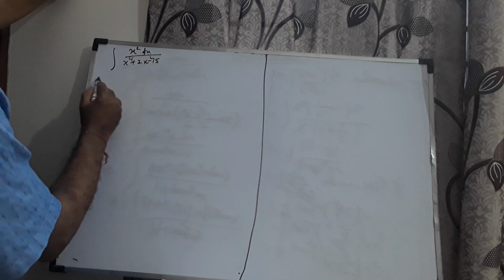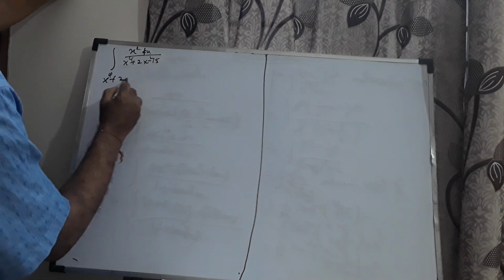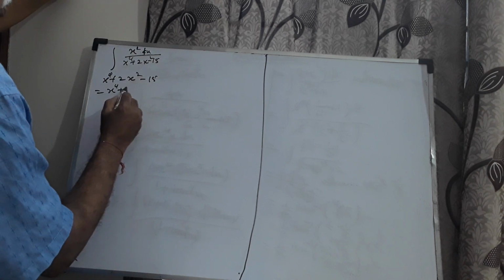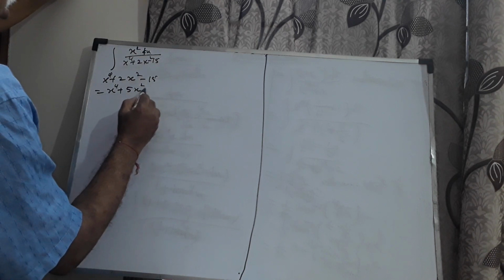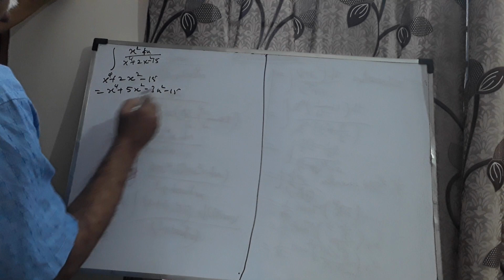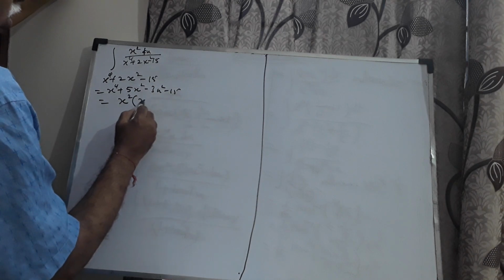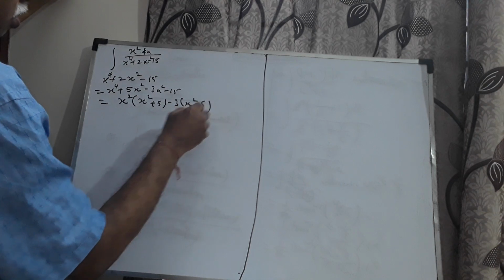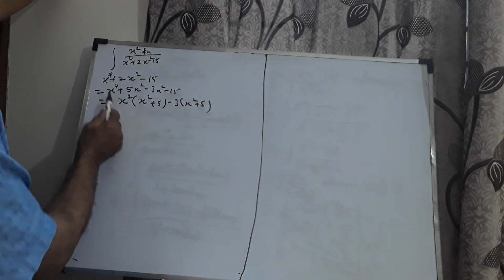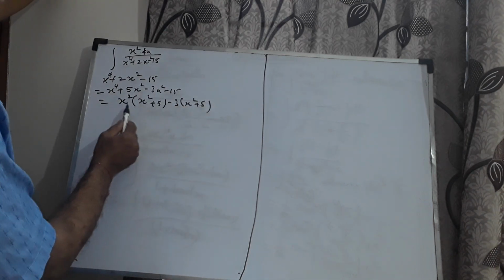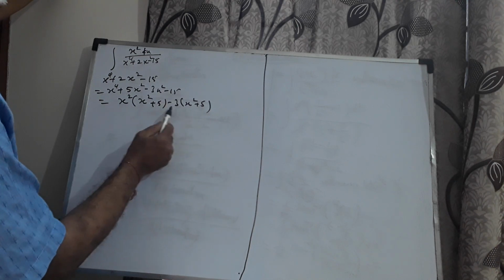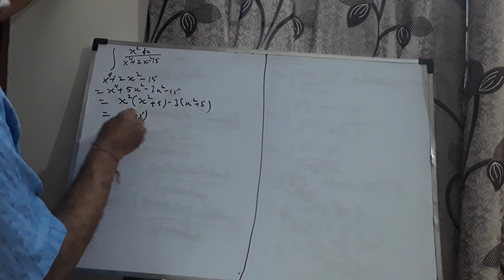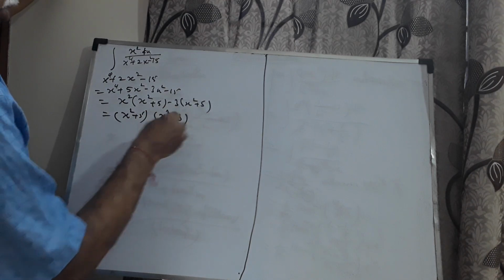Now while you think of the denominator, I'll be able to split the middle term. It can be written as x power 4 plus 5x square minus 3x square minus 15, which is x square into x square plus 5 minus 3 into x square plus 5. You can just verify. X square into x square is x power 4. X square into 5 is 5x square. Minus 3 into x square is minus 3x square. Minus 3 into plus 5 is minus 15. Now this can be written as x square plus 5 into x square minus 3.